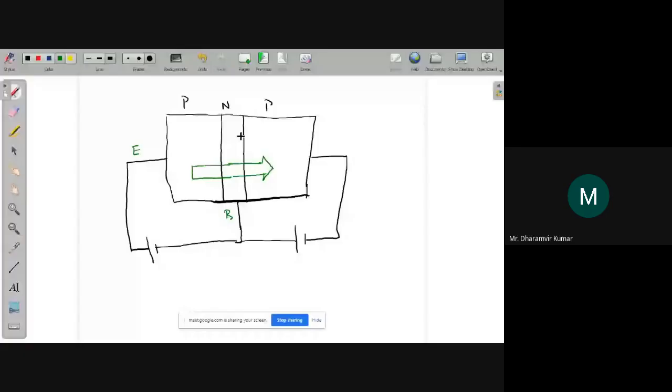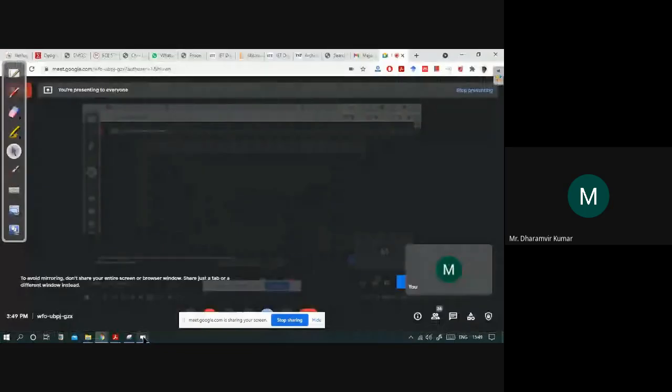And when we talked about the collector base junction, we saw that there existed a very small amount of current, and that was because of minority charge carriers. The direction was again left to right. So I will represent this by a thin arrow flowing from left towards right. And this is the depletion region.